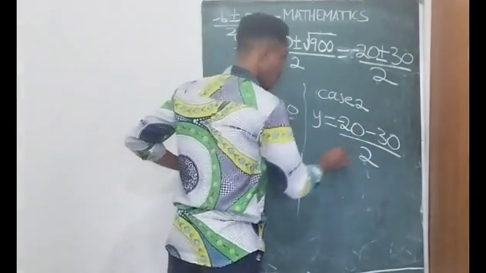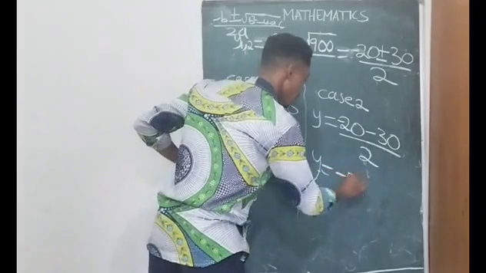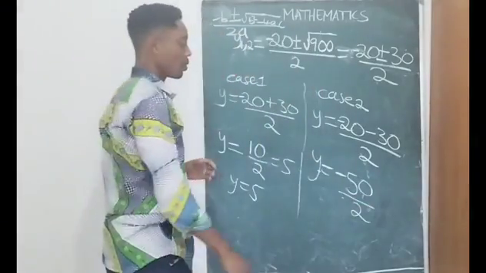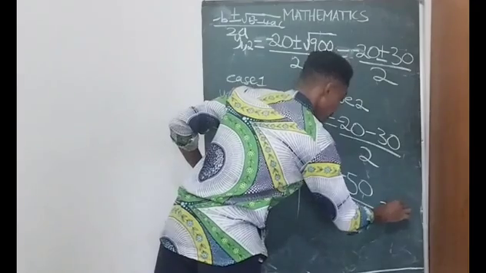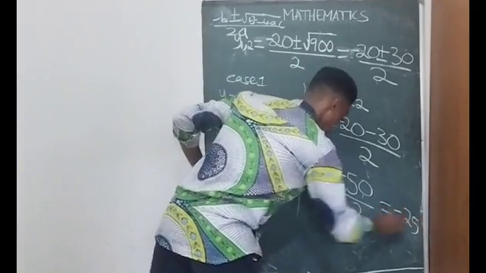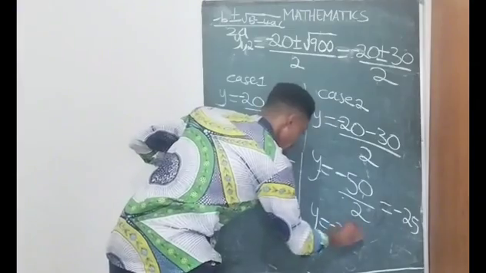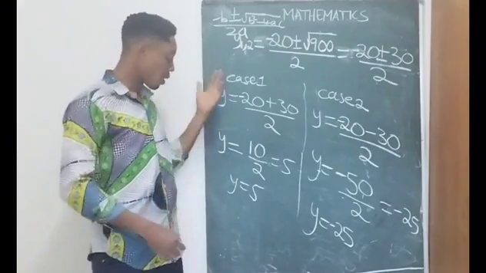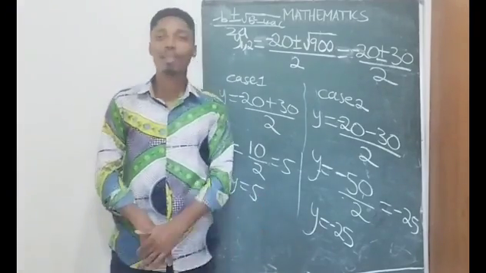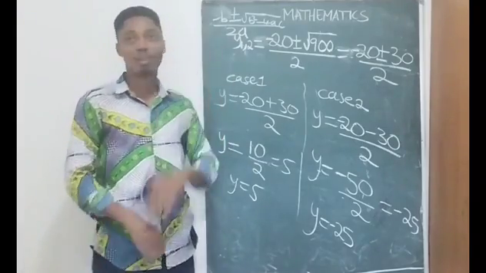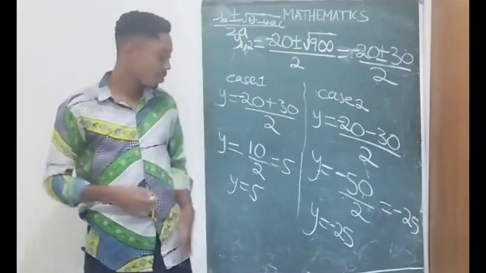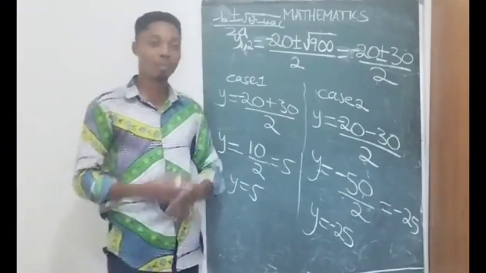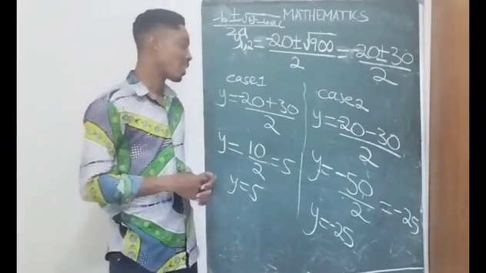And minus 20 minus 30 gives me minus 50 all over 2, and that gives me minus 25. So y is equal to minus 25. So you can see that through factorization, we had y as 5 and y as minus 25. And with the formula method, we have y as 5 and y as minus 25. So whichever method you use, you get the same answer.